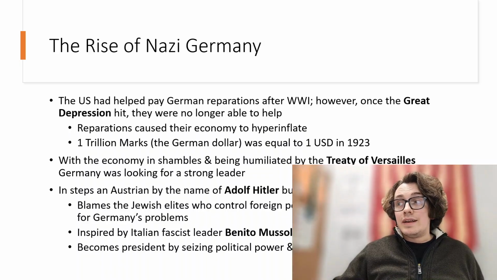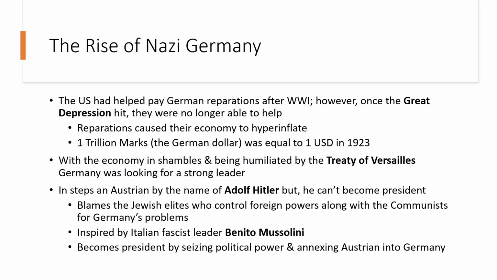The rise of Nazi Germany. In order to understand the rise of Nazi Germany, you need to understand two events that happened really before this. The first is the Treaty of Versailles of World War One. It's going to end World War One. The Central Powers lose, and Germany is functionally blamed for everything.